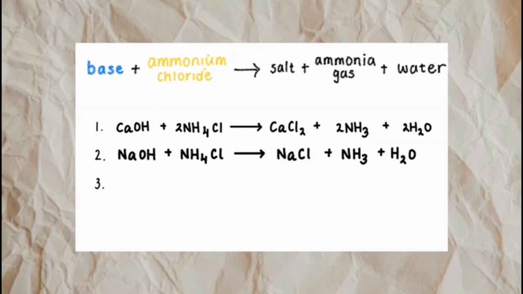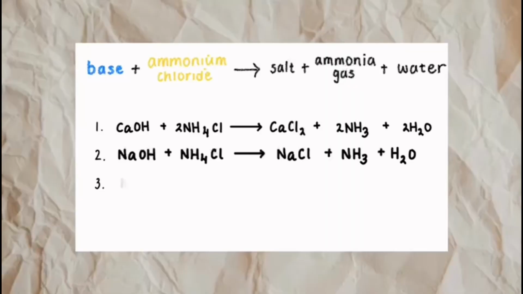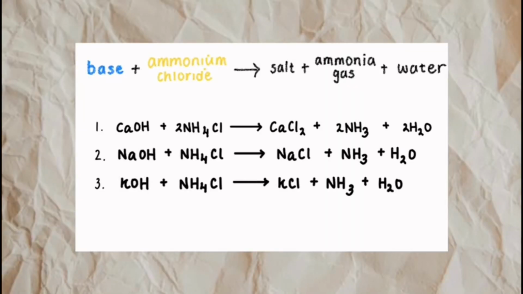Okay, so the second example is NaOH, which is the base, plus ammonium chloride, which is NH4Cl. That will produce salt, which is NaCl, plus NH3 and H2O, which is ammonia gas and water. And the third example is KOH, which will be the base, and also NH4Cl, which is ammonium chloride, which will produce salt, that is KCl, plus NH3, the ammonia gas, and water, which is H2O. Thank you, everyone.